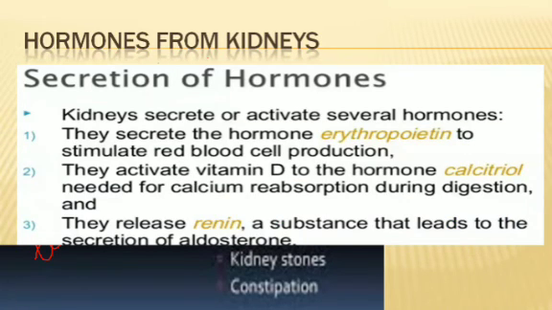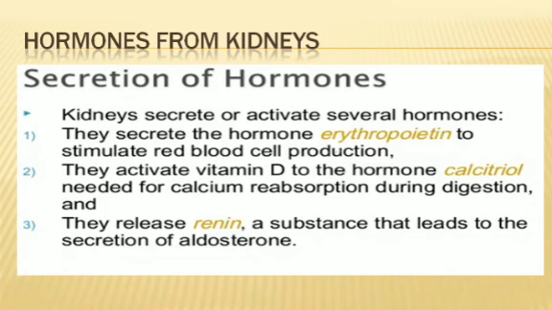There are some hormones which are secreted from the kidneys, three hormones: erythropoietin, which stimulates red blood cell production in the bones. They convert vitamin D to the hormone calcitriol, which is needed for calcium absorption during digestion, and they also release renin, a substance that leads to the secretion of aldosterone, which controls our blood pressure also. So these are some hormones released from the kidneys, and we have talked about some important glands as well. So this is the endocrine function of the kidneys on the body.